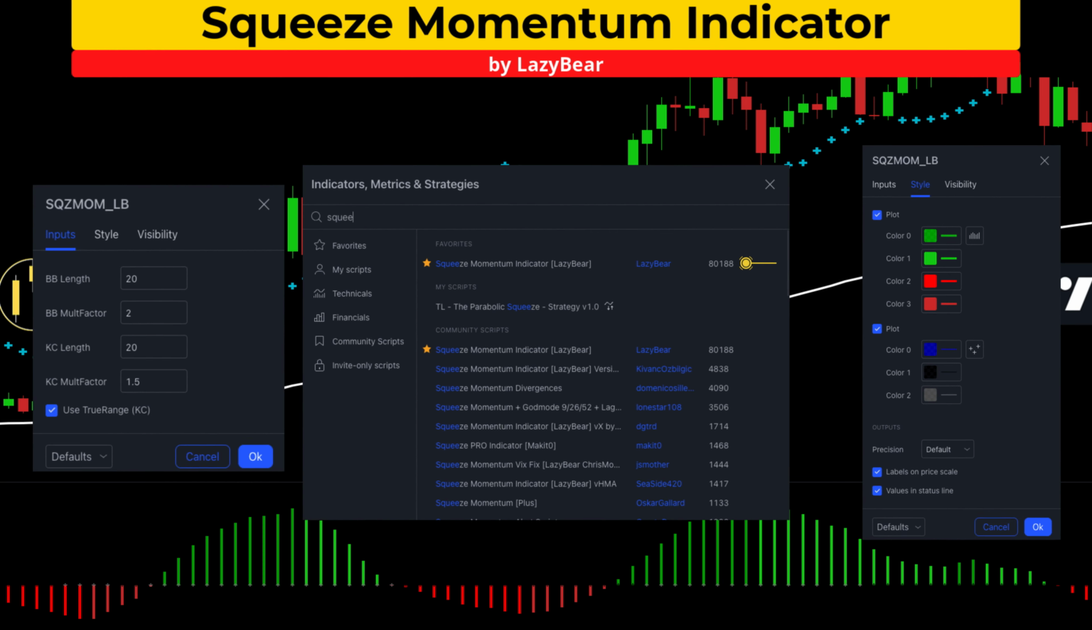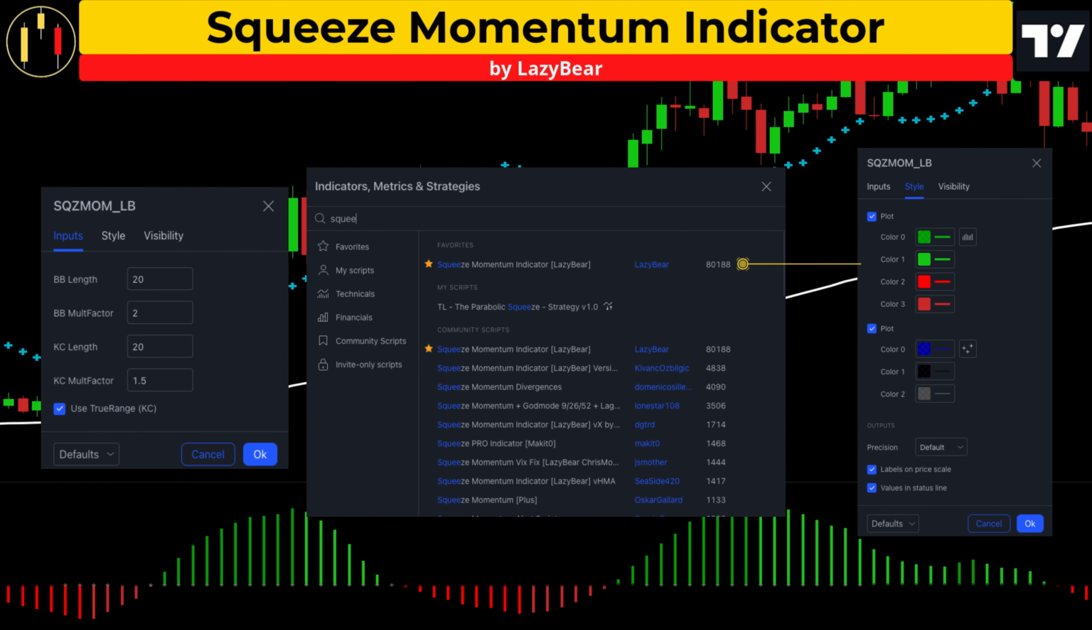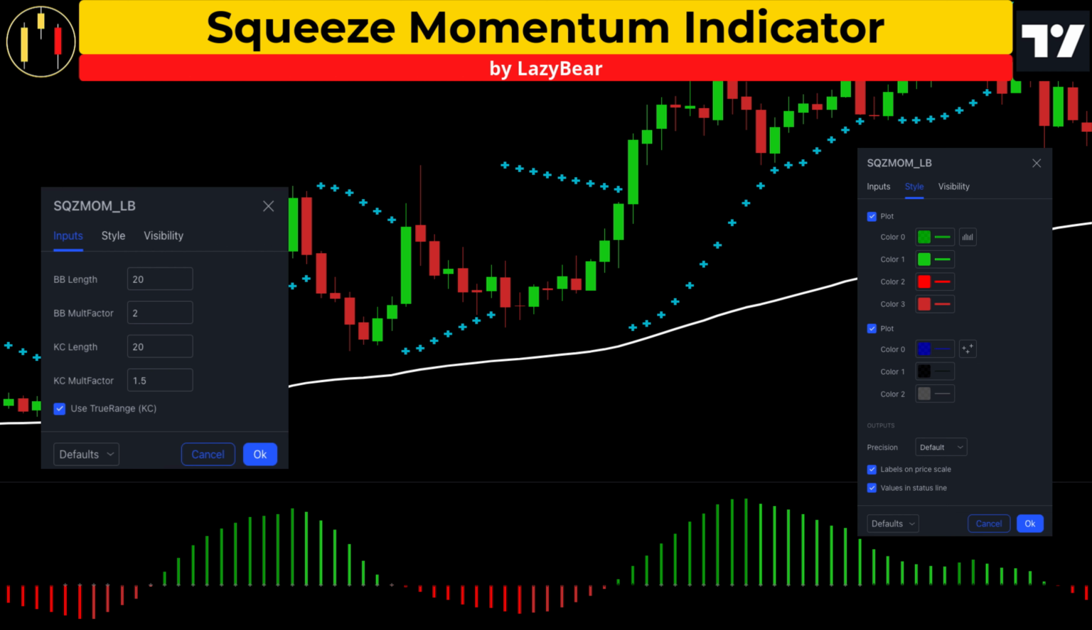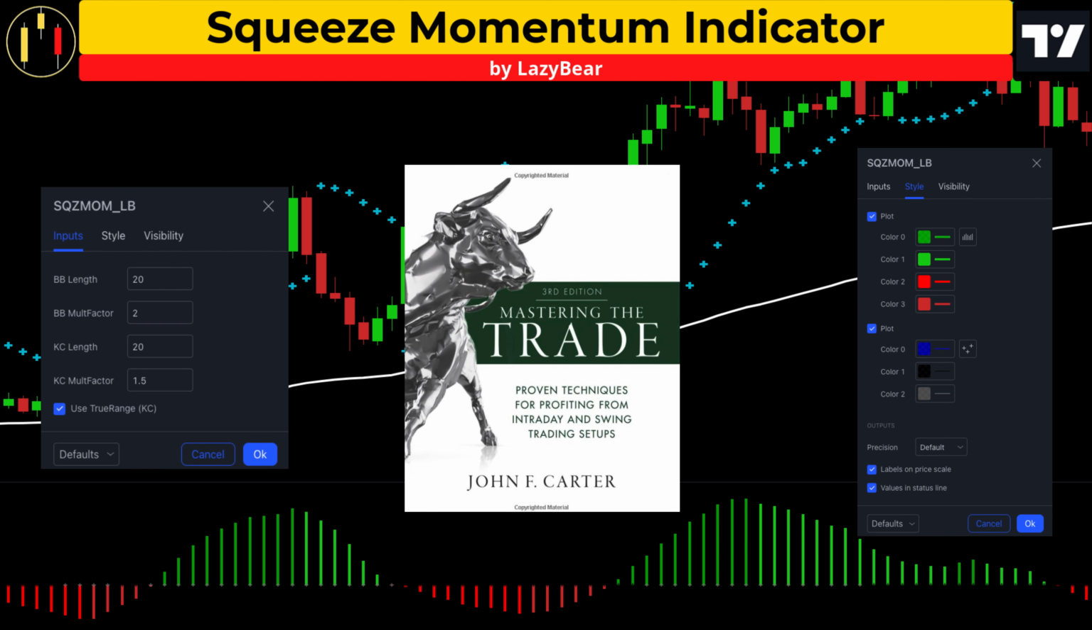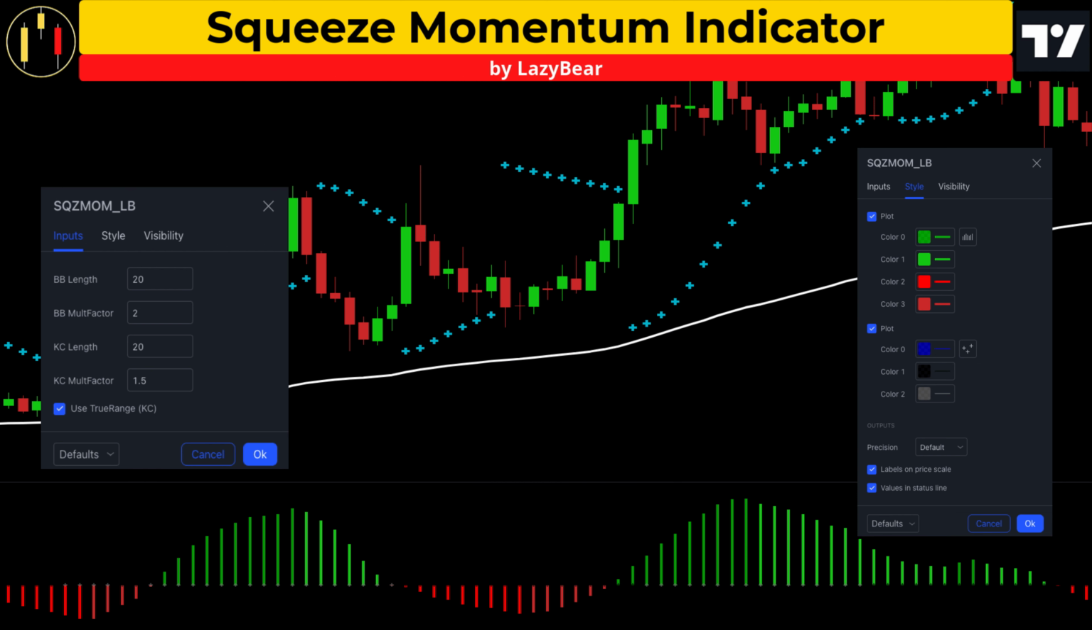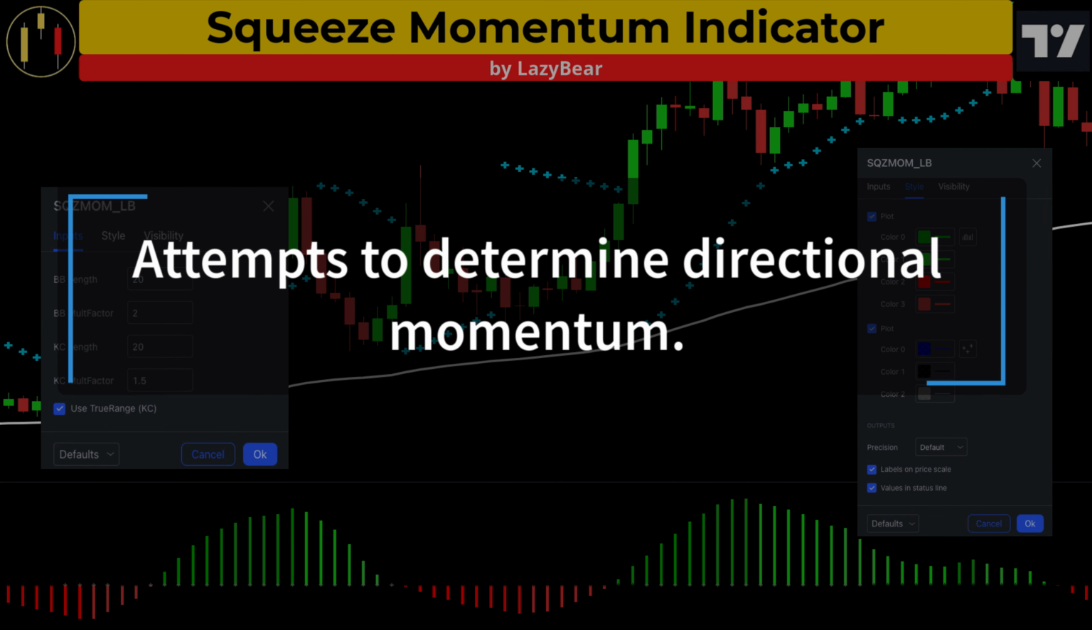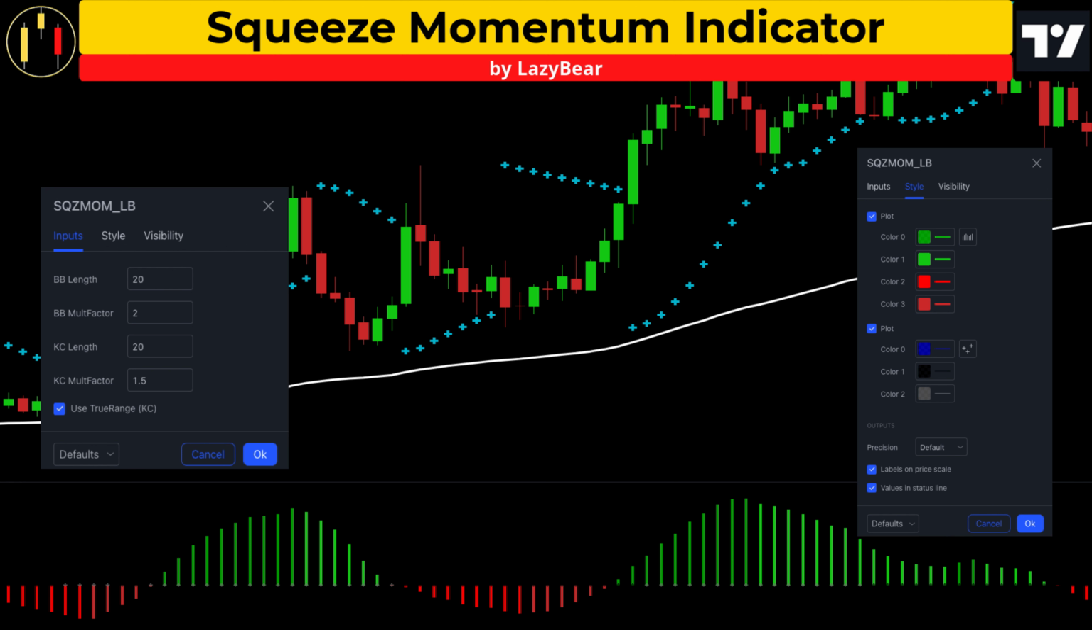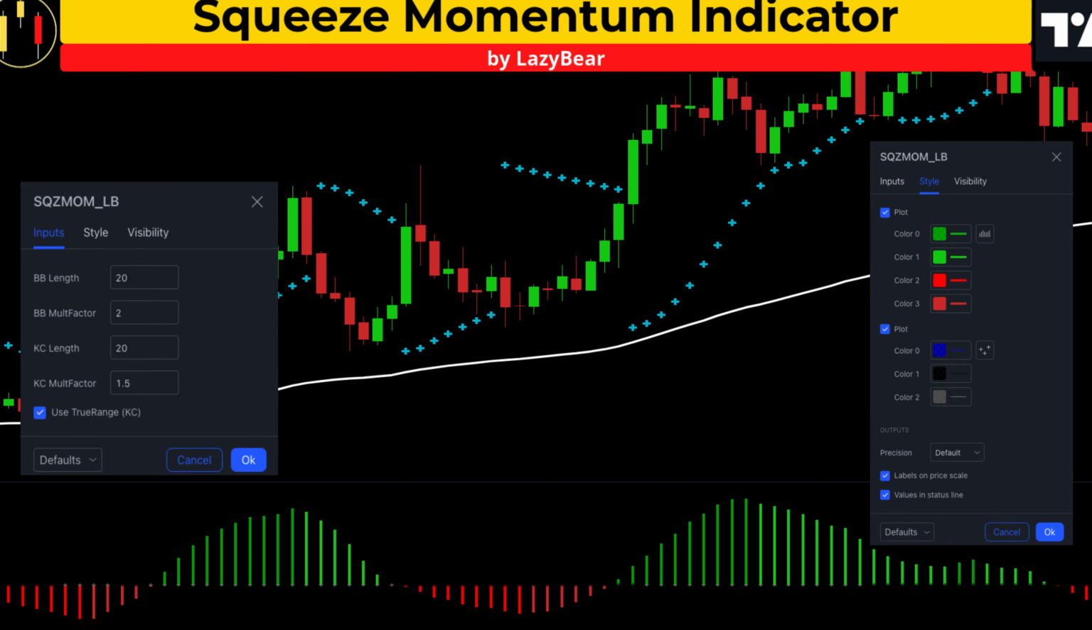The third and final study is the squeeze momentum indicator. Inputs and style will be kept at default. This indicator is a derivative of John Carter's TTM squeeze volatility indicator as presented in his book Mastering the Trade. The squeeze momentum indicator attempts to determine directional momentum represented by bars on a histogram. Red bars below the zero line represent bearish momentum, and green bars above the zero line represent bullish momentum. This study will be used to confirm entry signals.